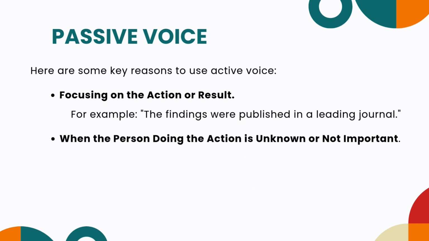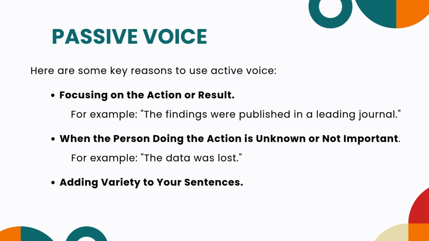Secondly, you use the passive voice when the person doing the action is unknown or not important. There are times when you don't know who did something, or it just doesn't matter. For example, the data was lost. This tells your audience the key point, that the data is missing. Who lost it might not be important in that moment. Using passive voice here makes your point clear without extra details.